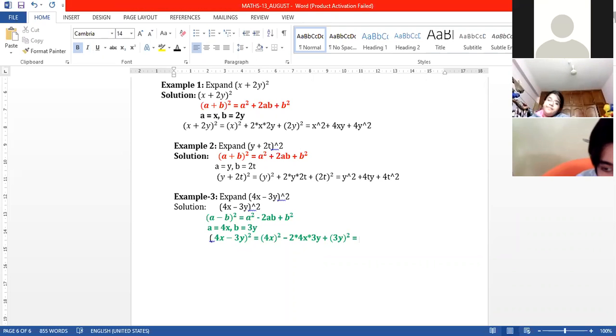Now we need to simplify. (4x) whole square: 4x into 4x. Don't say 4 2s are 8. No, 4x into 4x is 16x square. Minus 2 into 4, 4 2s are 8, 8 3s are 24, 24xy, plus (3y) whole square, 3y into 3y, 9y square. This is the answer. Note down, everyone.